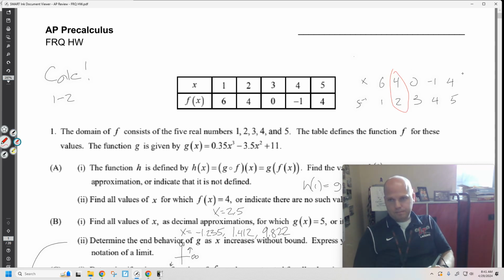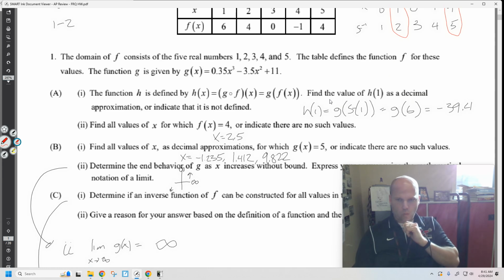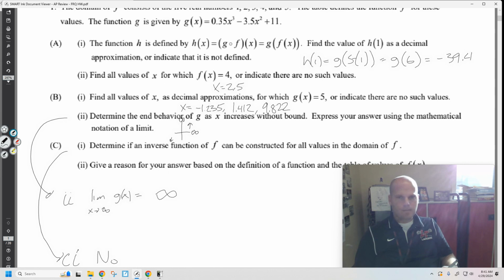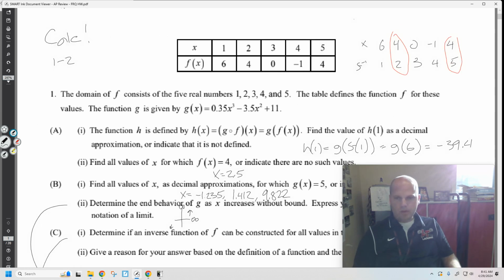This is a problem. You're not allowed to have an input that has two outputs. That's not a function. A function takes one input and gives you one output. So the answer is no. Probably the correct explanation they're looking for is f's output. You say f of 2 equals 4, f of 5 equals 4.